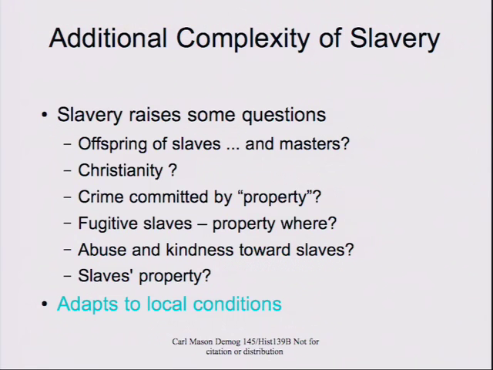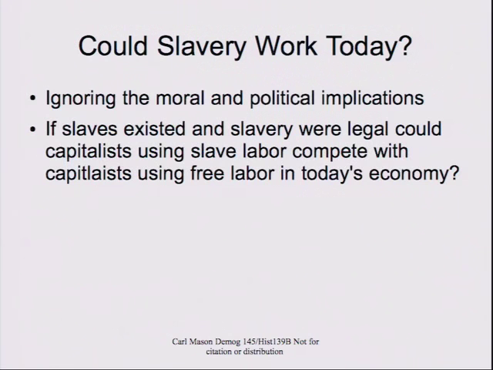Okay. I'd like to turn for a moment now in a sort of sideways way to one of the questions that Fogel and Engerman raise in Chapter 2. But I don't want to do exactly the way they do. Instead, I want us to address this question. So let's take a few minutes, and why don't you form small groups, three or four people, whoever is convenient, make some new friends, and try to reach consensus on this question. Could slavery work today? That is, if slaves existed and if slavery were legal, could capitalists using slave labor compete with capitalists using free labor in today's economy?